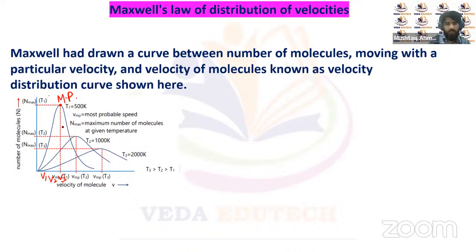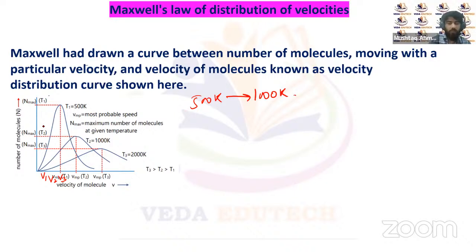Now, if we further increase the temperature from 500 Kelvin to 1000 Kelvin, the peak moves in the downward direction and the graph shifts towards the right. It means that the number of particles possessing the most probable speed at a given temperature has decreased, and the curve has shifted towards the right.